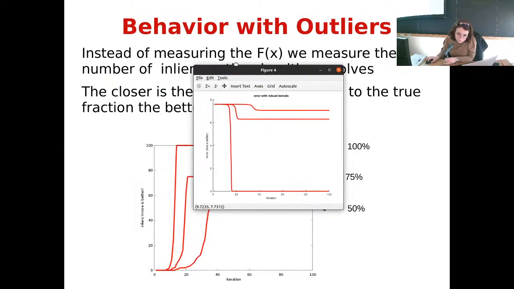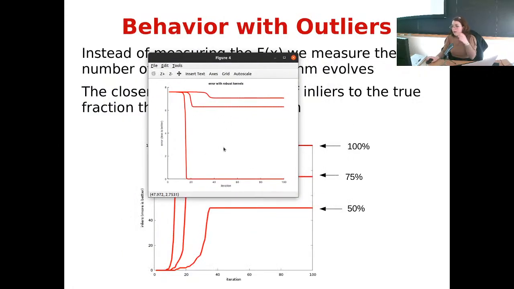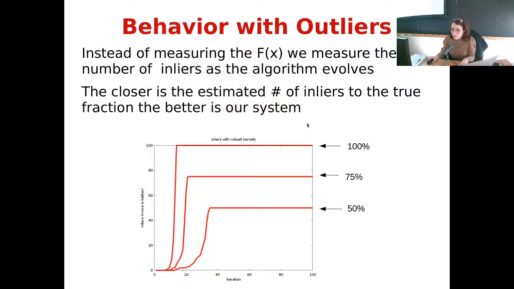Now, from the code I ran before, it also produces this error with robust kernels, which is much better than the error without robust kernels that we have seen a few seconds ago. Okay, so this is the same plot that I already showed you using the Octave script.